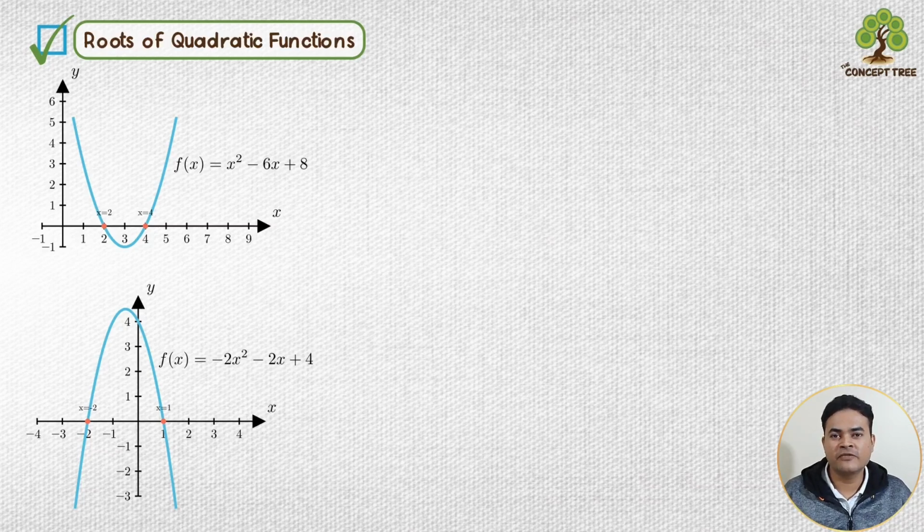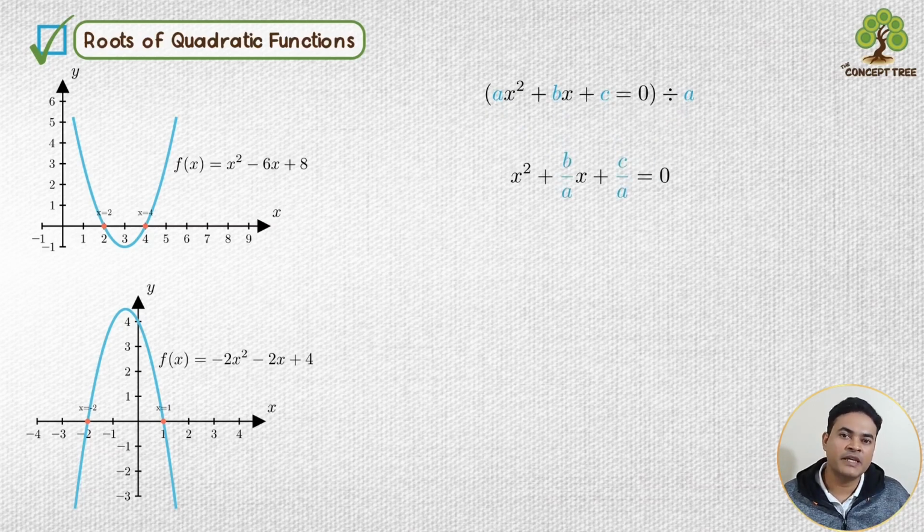The roots of quadratic functions are often denoted by the symbols alpha and beta, and there is some relation between them. So to understand that, we know the general form of a quadratic equation is ax² + bx + c = 0. If we divide the whole equation by the coefficient of x², we get x² + (b/a)x + c/a = 0.